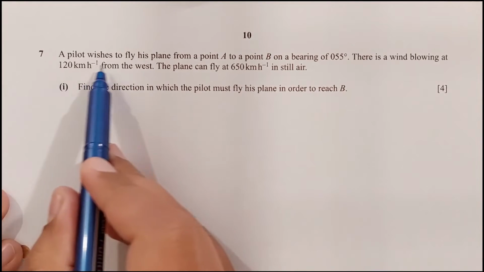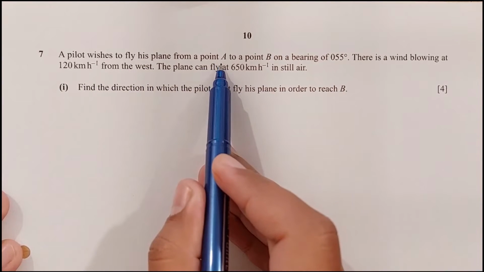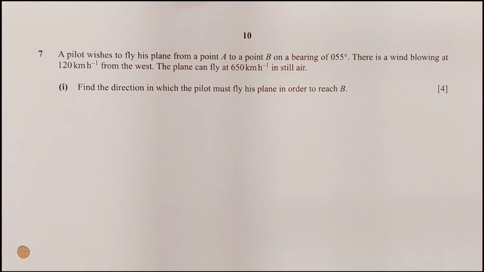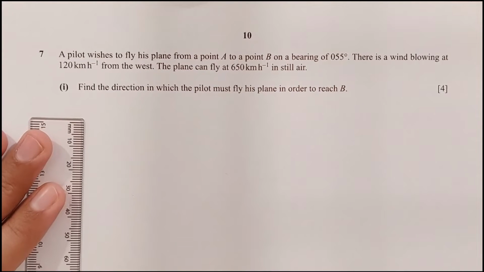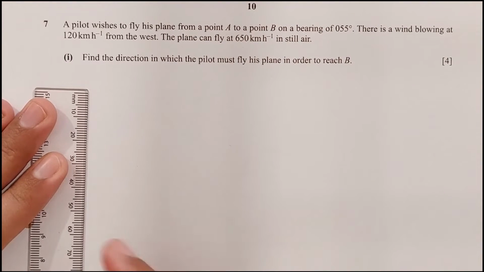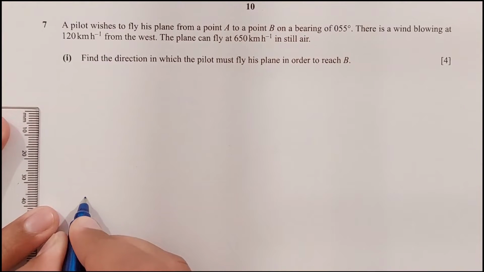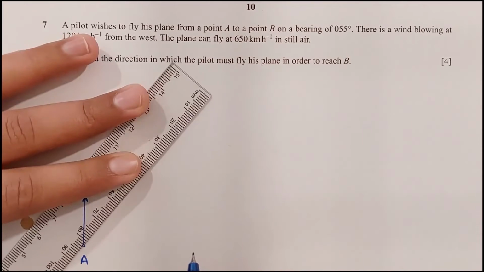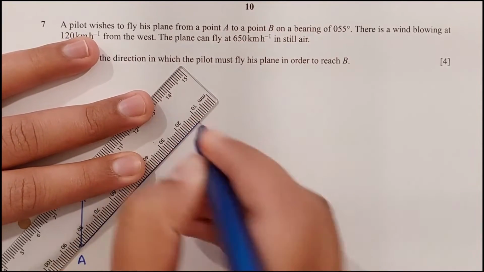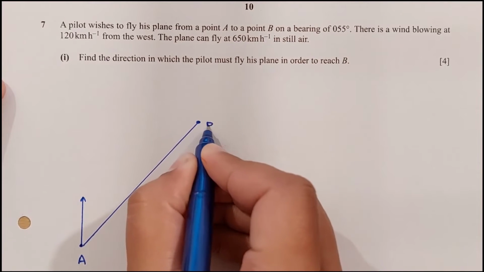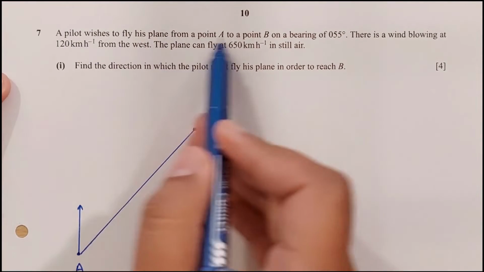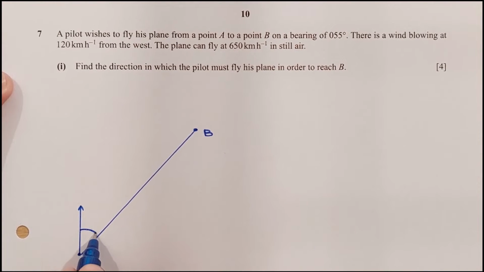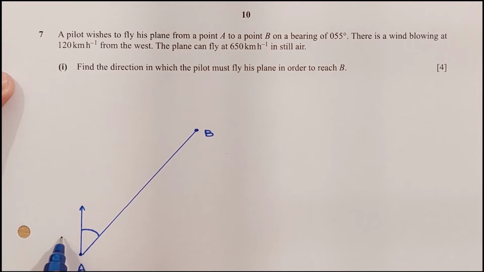Question number 7. A pilot wishes to fly his plane from a point A to a point B on the bearing of 055 degrees. First let me draw the bearing, the points A and B. If I consider this as the north line, this is point A, and let me say this is point B. From the north line to this angle is 55 degrees.